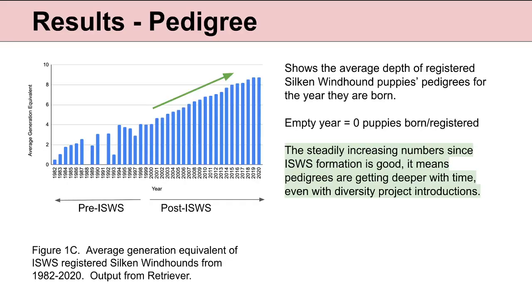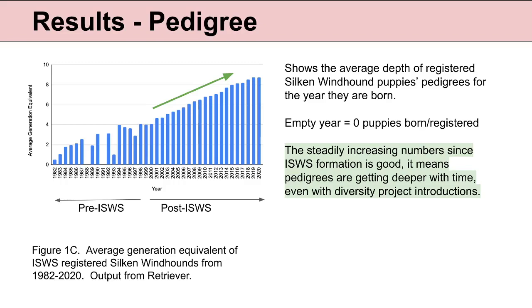This figure is showing the average generation equivalent, and this is from Retriever as well. So basically what this is telling us is how deep can we go in Silken Windhound pedigrees. Pre-ISWS, the maximum number of generations you could get in a pedigree was 4. But post-ISWS, the generations get deeper and deeper and deeper, and it's a continuing trend. There's no stalling, there's no decreases, and we can get an average generation equivalent of 8 deep.